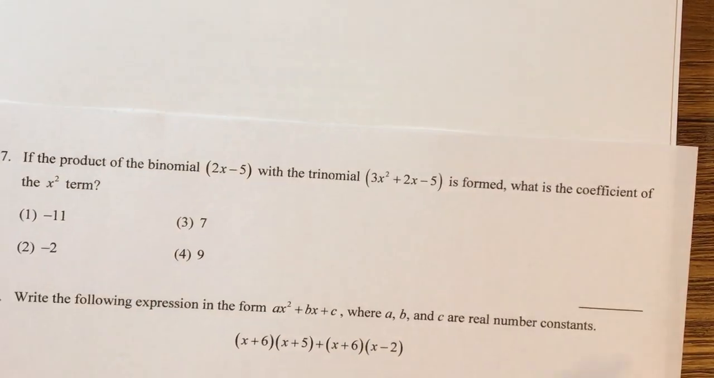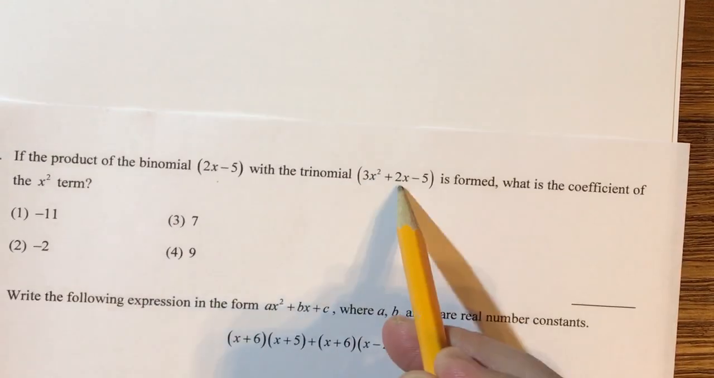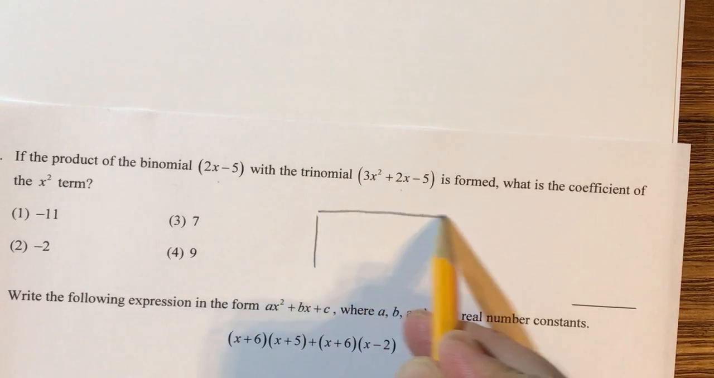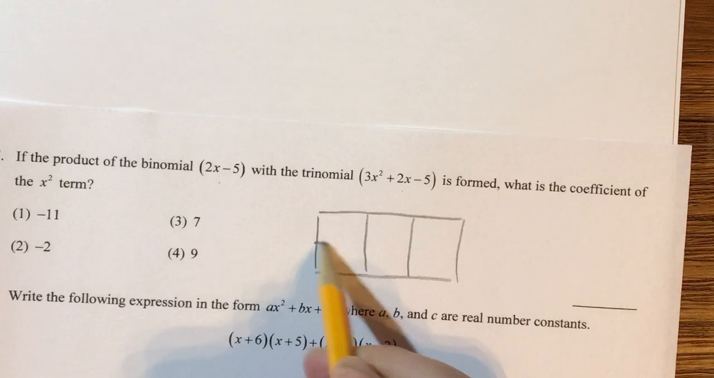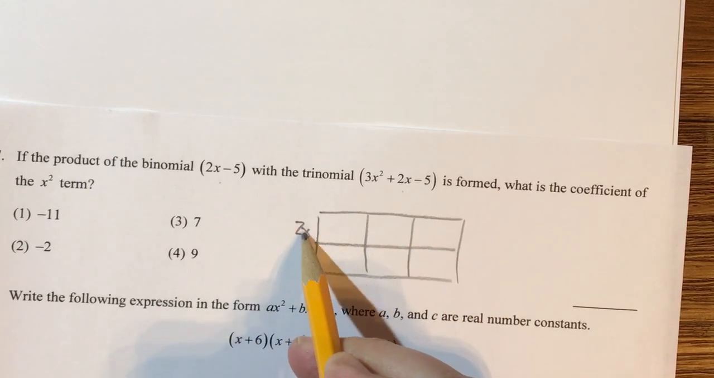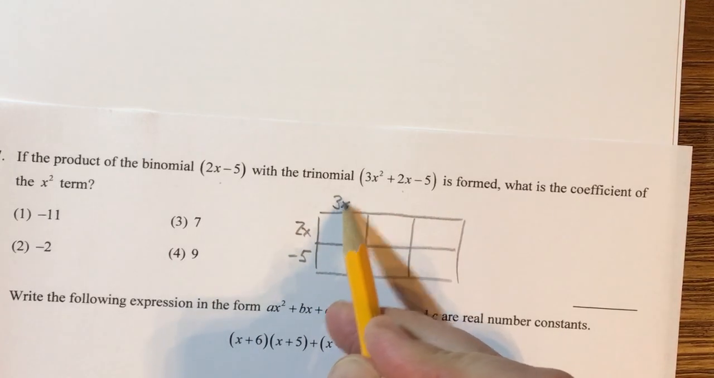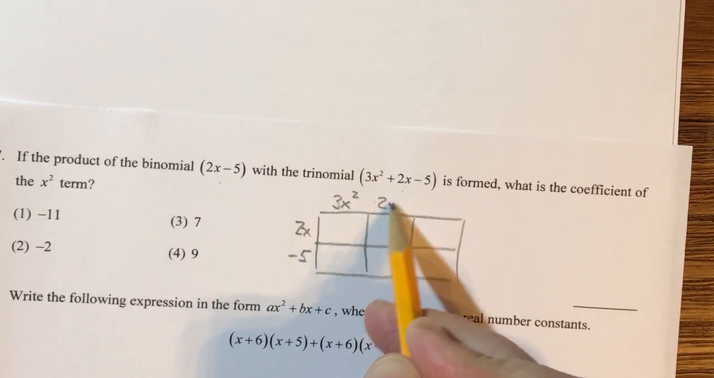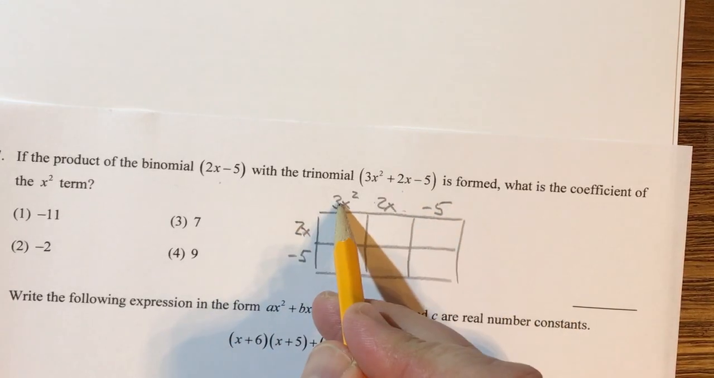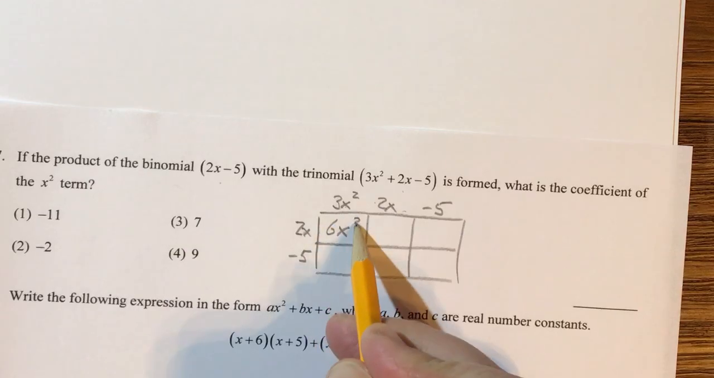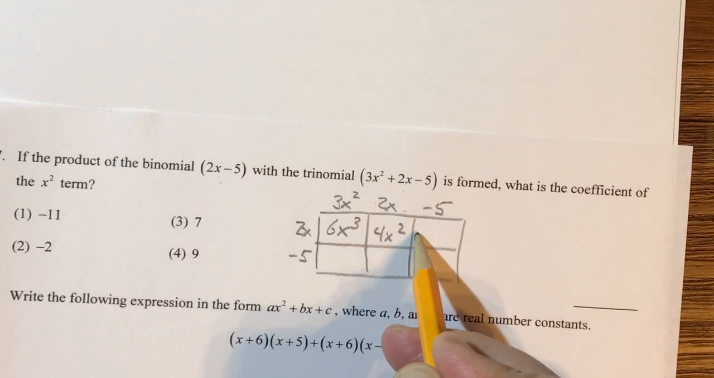All right, moving to the back. One more multiple choice. All right, how do I multiply a binomial times a trinomial? I like to use the box. You could do other methods, but I find this is a nice, neat way of doing it. 2x minus 5 is my binomial. 3x squared, 2x minus 5, and we're just distributing. So the first box, I'm going to get 6x cubed. 2x times 2x is 4x squared. 2x times negative 5, negative 10x.